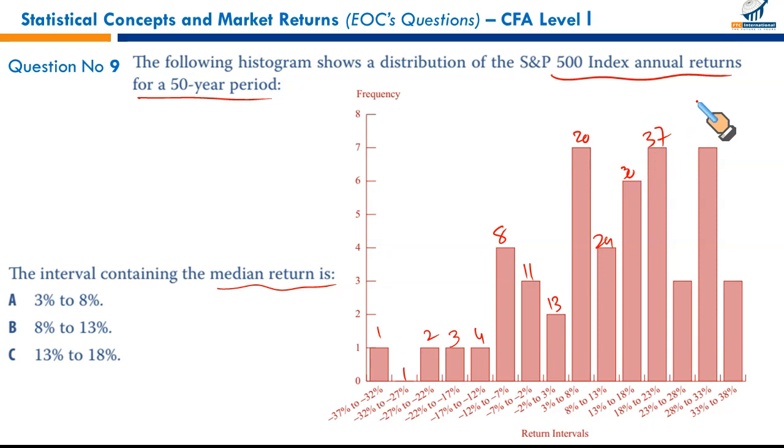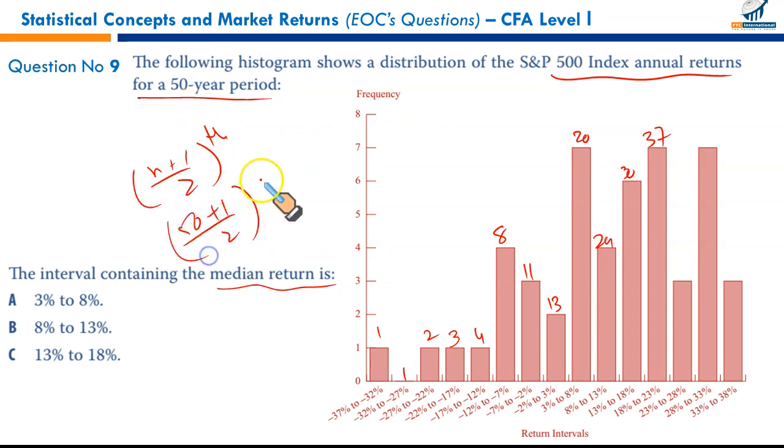We just need to calculate the median. What's the median? A middle number. How do we calculate? (N plus 1) upon 2th item. What are the number of observations? 50. 50 plus 1 upon 2, that is 51 upon 2, that is 25.5. So we need to find out the 25th and 26th number and take the average, somewhere between the 25th and 26th position.